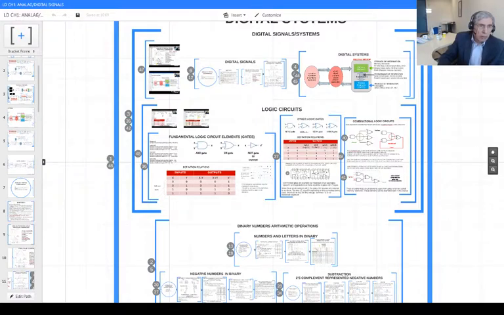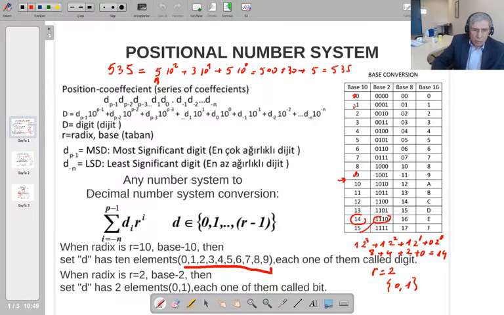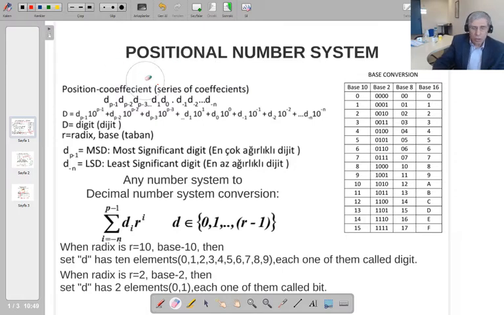and come to this. Clear the previous one. So it says positional number system. Why is it positional? Because each position has a coefficient. So the position is important. That's why it is called positional number system.